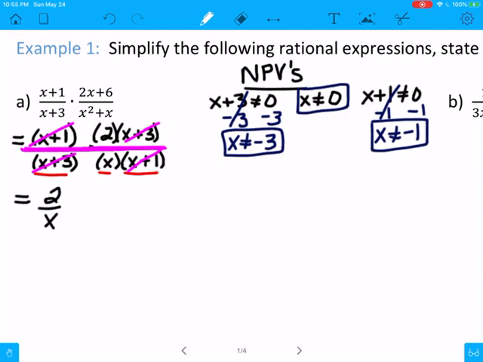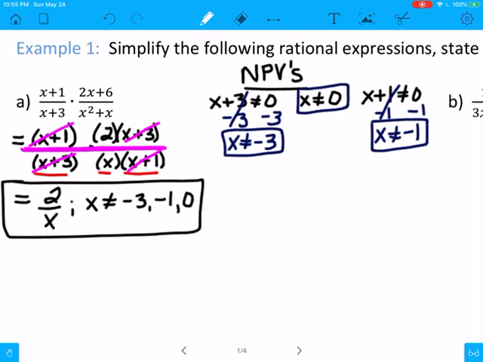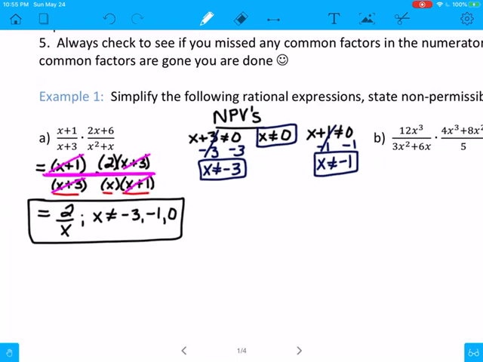Can I cancel more? No, I cannot. So I just state my NPVs. x cannot equal negative 3, negative 1, and 0. And I'll box it. There's my answer, the simplified version of the multiplication. So it'll just say simplify, and you know you need to multiply because there's a multiplication symbol.